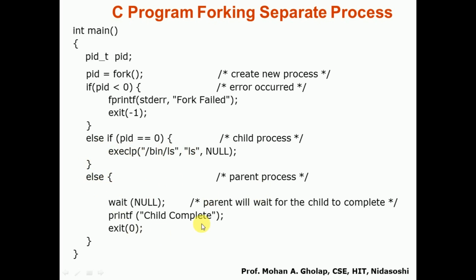After this we have the else part, which is nothing but the parent process. In the parent process, you simply call the wait function by passing a null value, which means the parent will wait for the child to complete. Whenever you call this wait, the parent goes to the waiting state, and whenever the child finishes its execution, the parent is notified. At that time the wait will stop and it will execute the next line, that is printf child complete. After this it will execute exit(0), which means your program will stop. In this way you can write a C program to fork a new process, and you can make that new process execute the ls command.